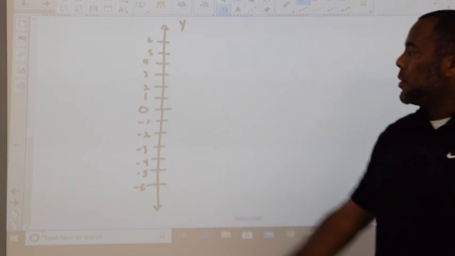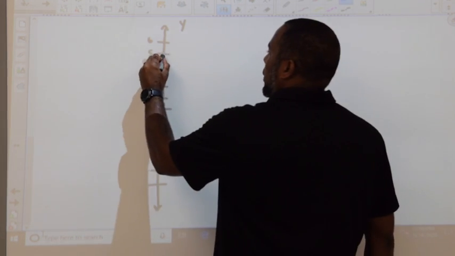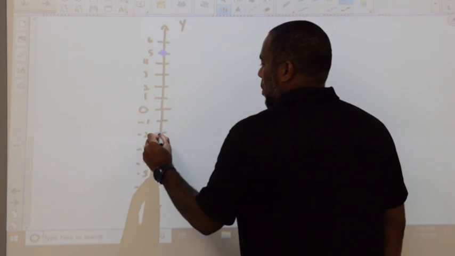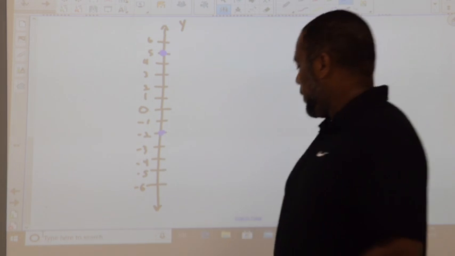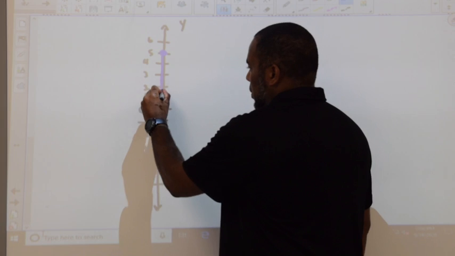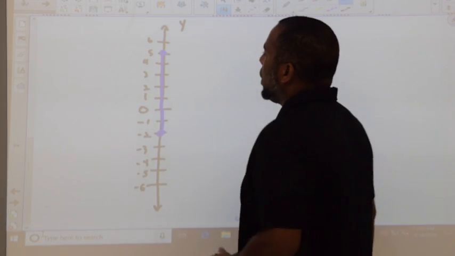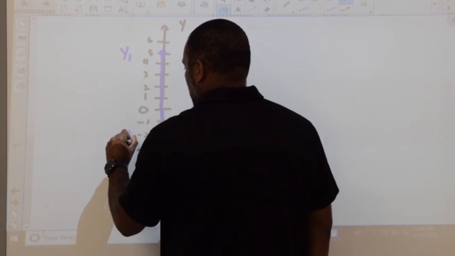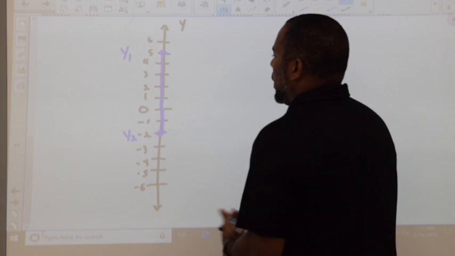What if it's here? And what if my points are, I don't know, how about 5 and -2? So where's the middle of this line segment? It is going to be the same process. I'm going to look at this and say, well, this is y1, and this is y2, and I could name them however I please, and I'm going to do the same thing.